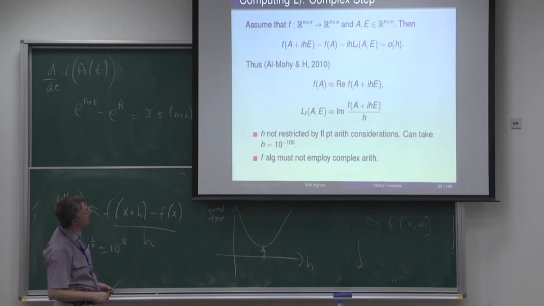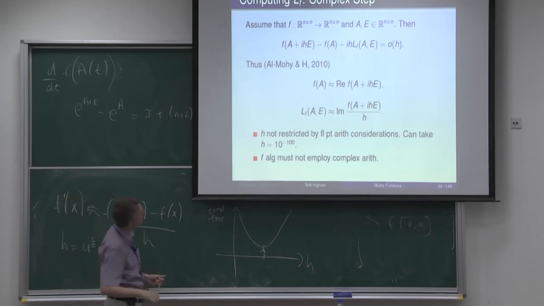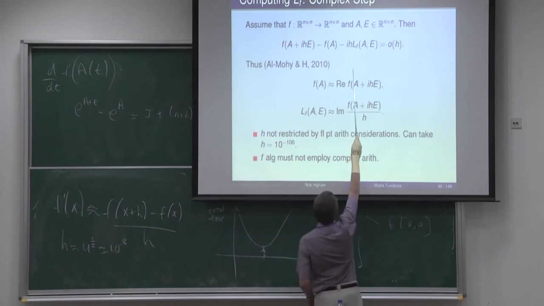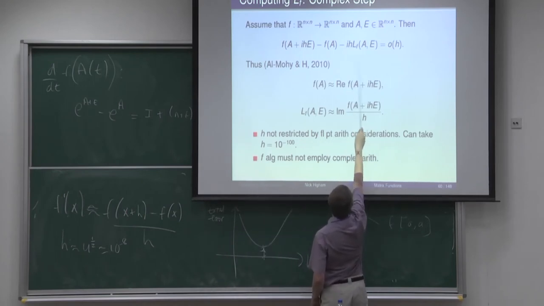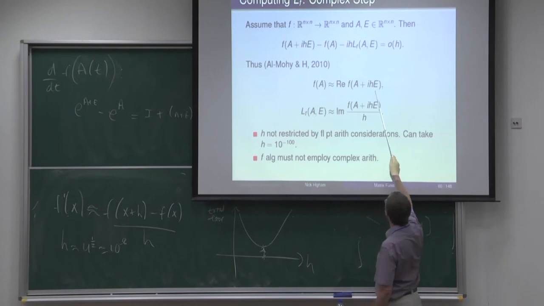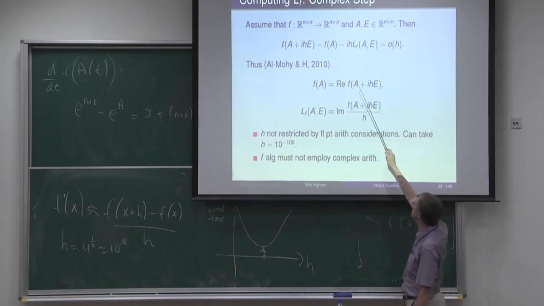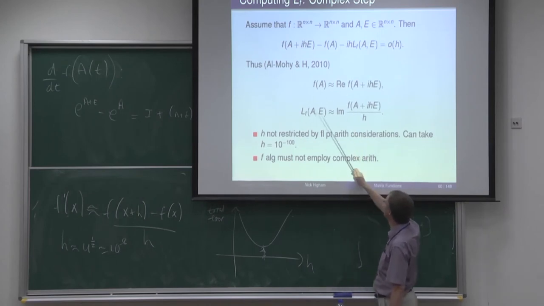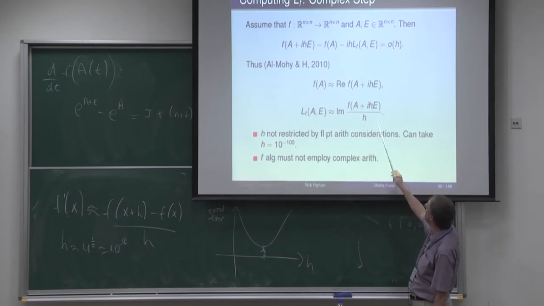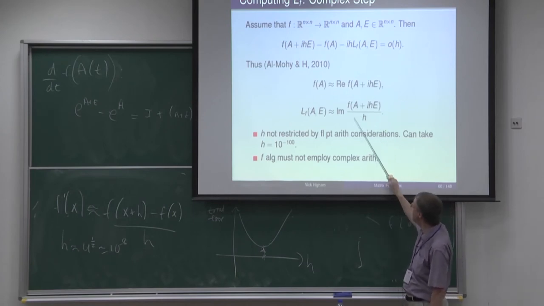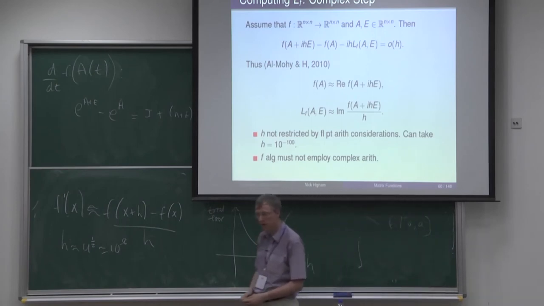And if you take real parts in that expression, this term here is entirely complex, or pure imaginary. So taking real parts will give you this. And taking imaginary parts, and we can now drop the f of A because that's real, gives you this relation. Okay, so from that, by computing f of A plus this imaginary perturbation, I can get both an approximation to f and an approximation to the Fréchet derivative.